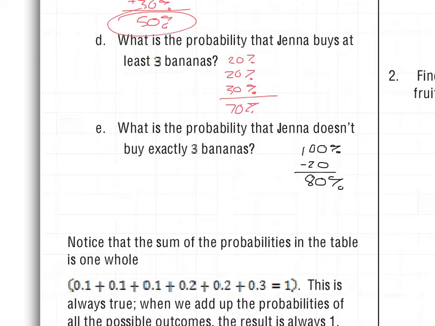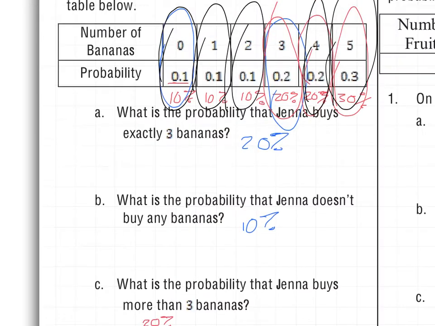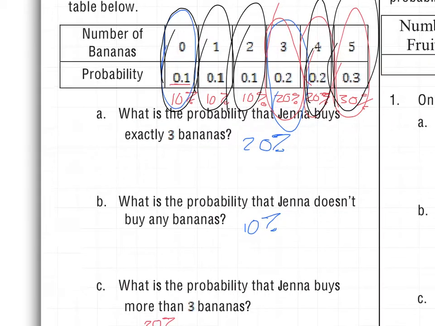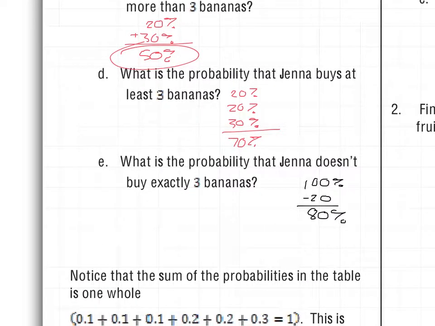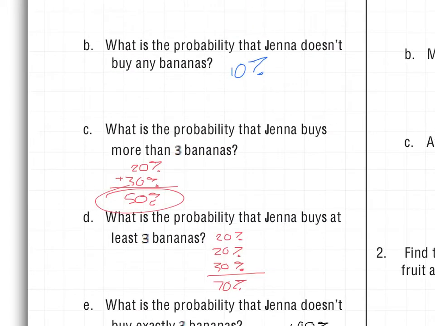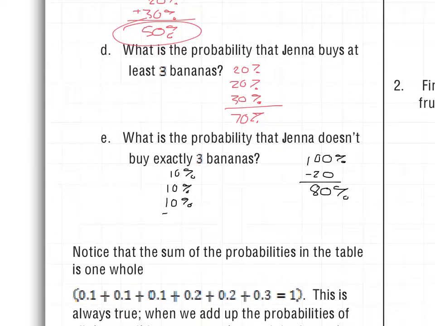Now, equivalently, we can add up all the probabilities of everything else, but this is going to be a really important skill, being able to think about it the other way. So I could add it up as 10% for the 0 bananas, 10% for the 1 banana, 10% for the 2 bananas, and 20 and 30% for that. So we look, and that would also give me a total of 80%.